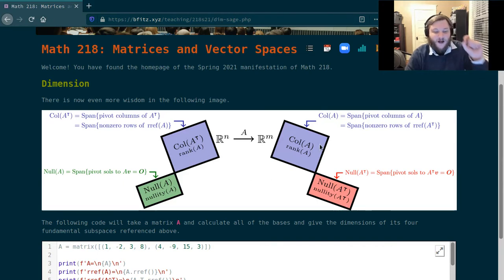Remember, the dimension of the column space is always the same as the dimension of the row space, and that number is equal to the rank. The dimension of the null space is the nullity of the matrix, and the dimension of the left null space is the nullity of the transpose.